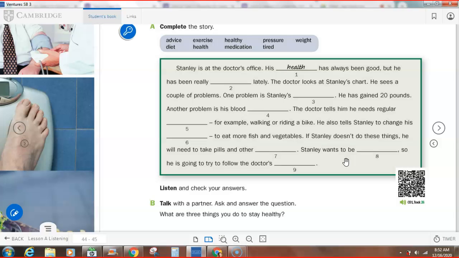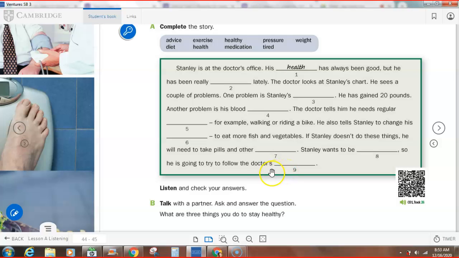Stanley wants to be, of course, healthy. Good. He wants to be healthy, so he's going to try to follow the doctor's advice. The doctor's advice.